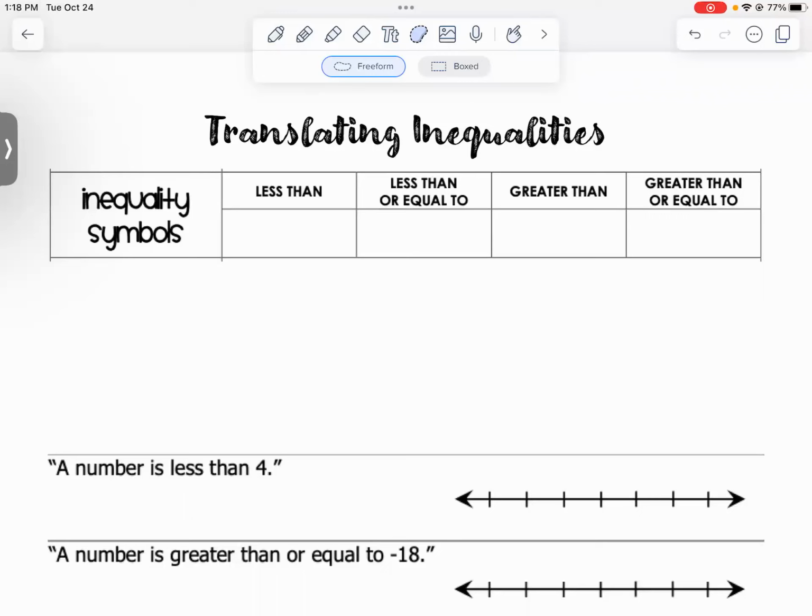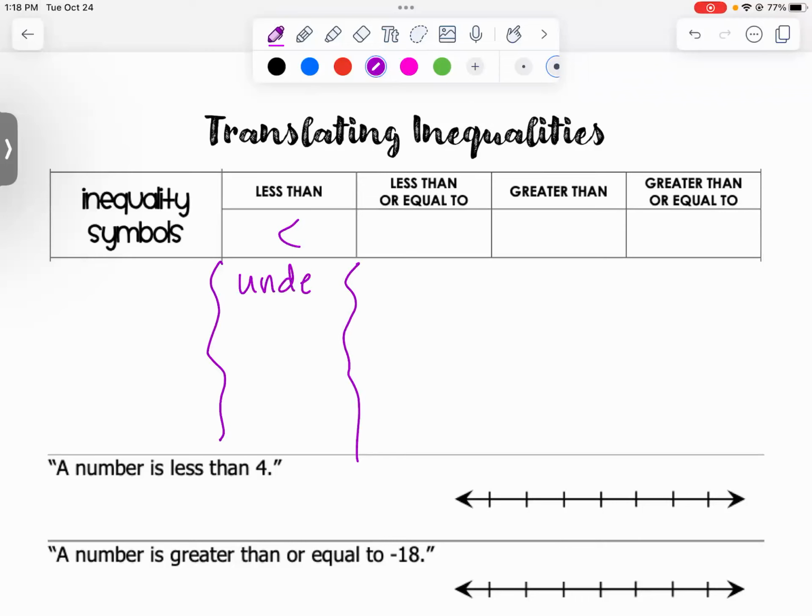Okay, this is less than. Some other words that mean less than. I want you to write these down. Under. Below. Beneath. When we see these words, they mean less than.